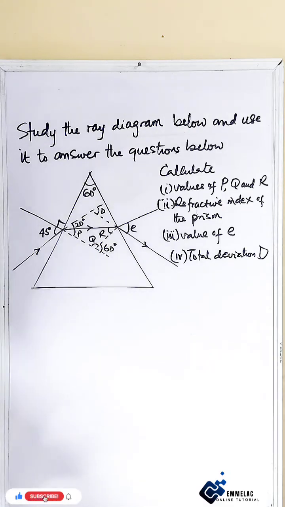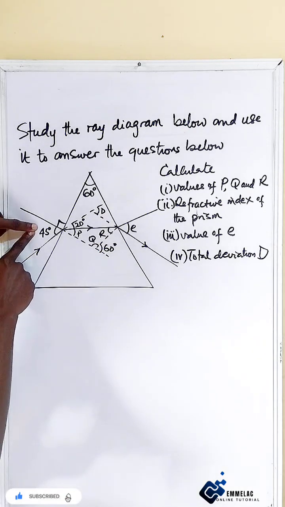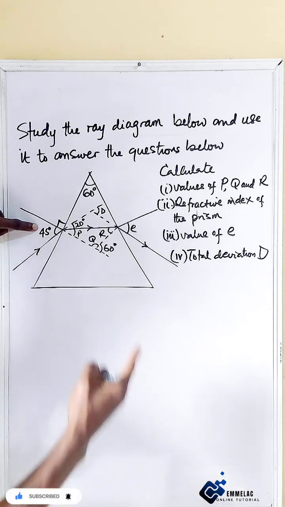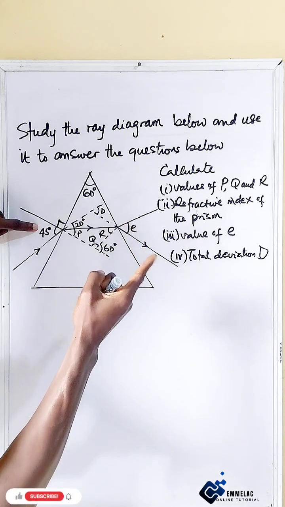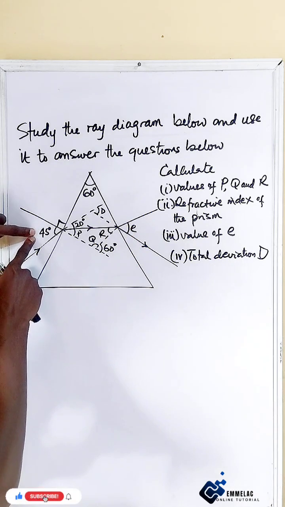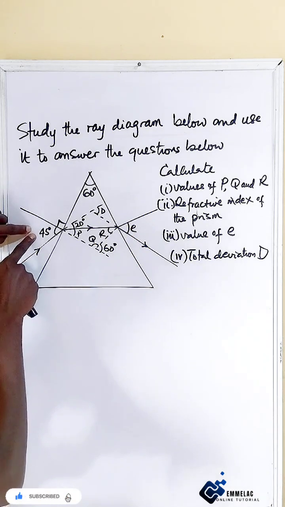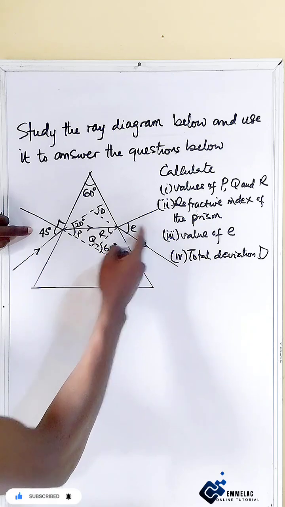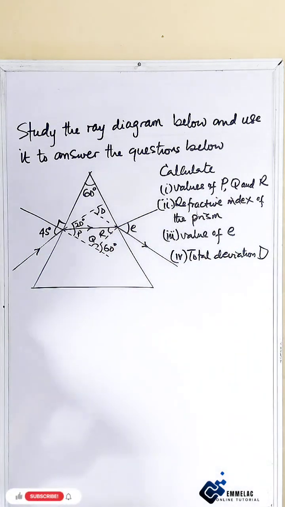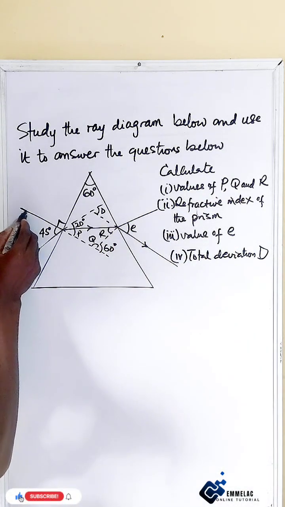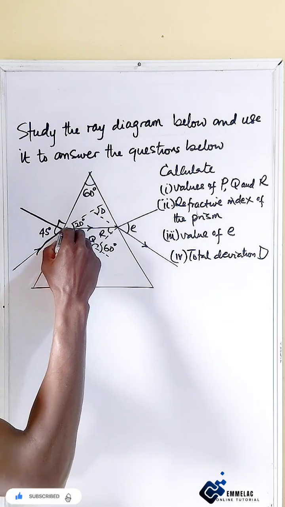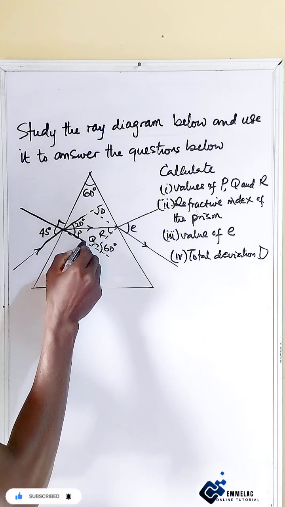Now looking at this, this is the incident angle. If you probably watched the verification of the refractive index of a glass prism, I actually explained all this. So here you have the incident ray, the incident angle, and this is the emergent angle. Alright, for us to calculate P, Q, and R, let's just take note that this angle here is equal to the sum of these two angles at this end.